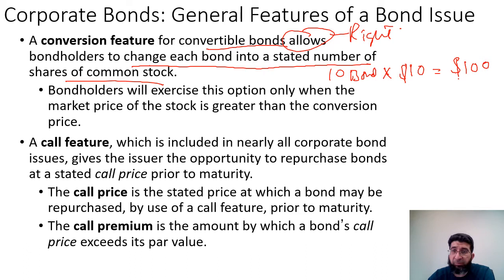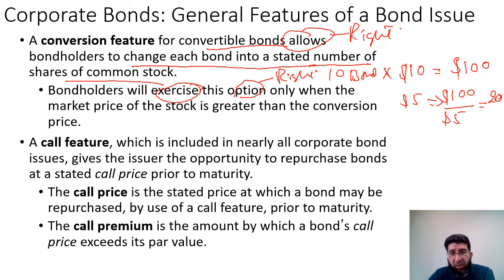Now I need a firm's stock price. Let's say the stock price is $5, then I can convert the $100 bonds into stocks. At $5 each, that gives me 20 stocks. Now one has to keep in mind that bondholders will only exercise this option, which is the right to convert, when the market price of the stock is greater than the conversion price.